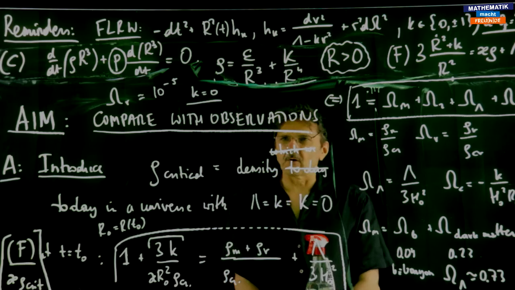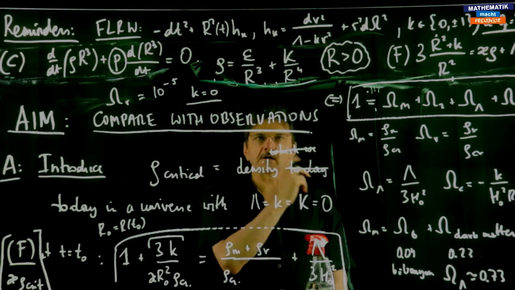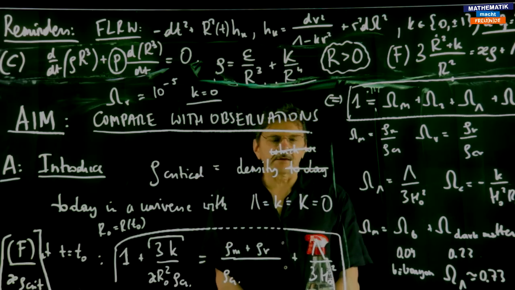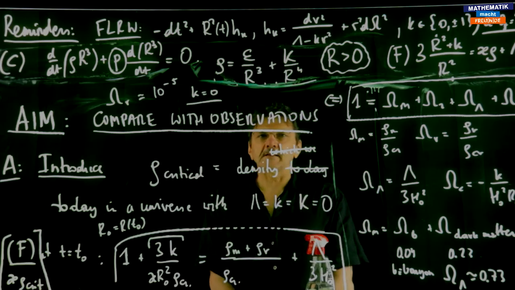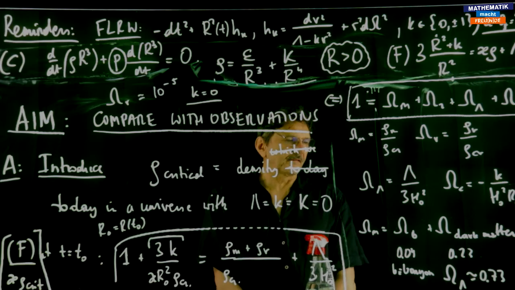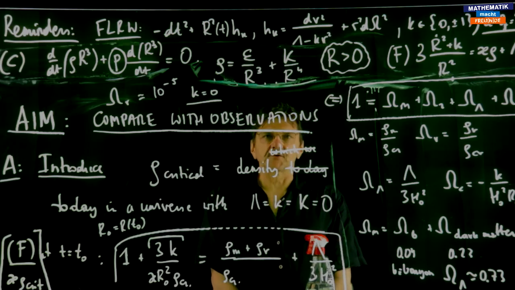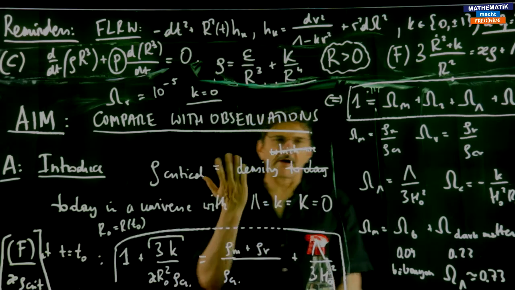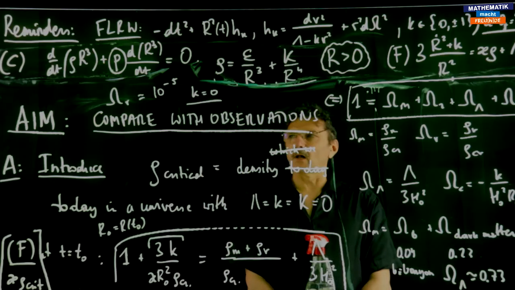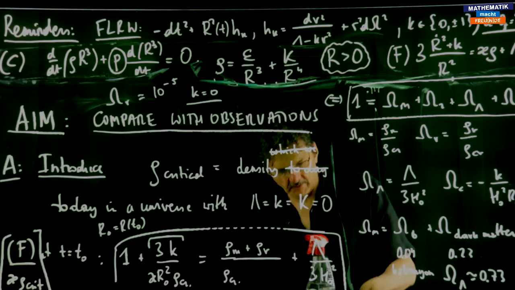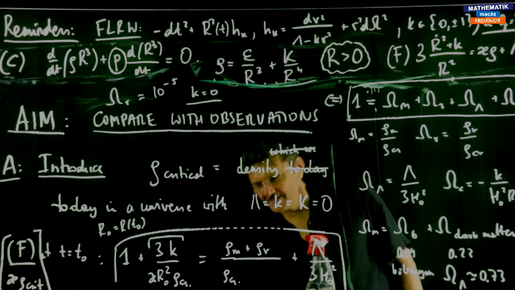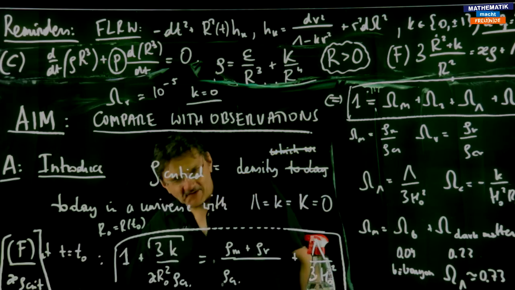This model has problems. This is called lambda cold dark matter. The current understanding is that for small r, this is actually wrong, and you need something called inflation to do the right physics for small r. But that's for another lecture. So thank you very much for coming.